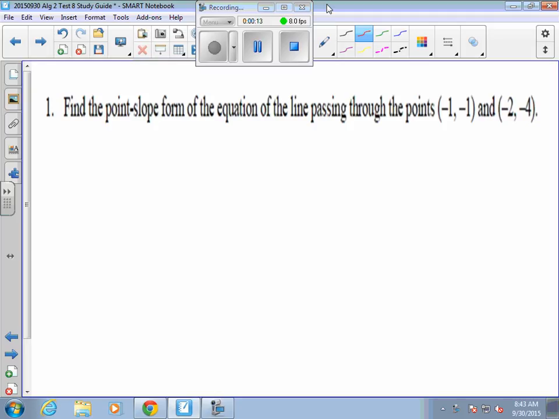Number 1 says find the point slope form of the line passing through these 2 points. Well, we're looking for the point slope form, and we have 2 points, but we don't have a slope. So what we need to do is find a slope value. So remember, slope, or the m, is the change of y, or y sub 2 minus y sub 1, over the change of x, x sub 2 minus x sub 1.